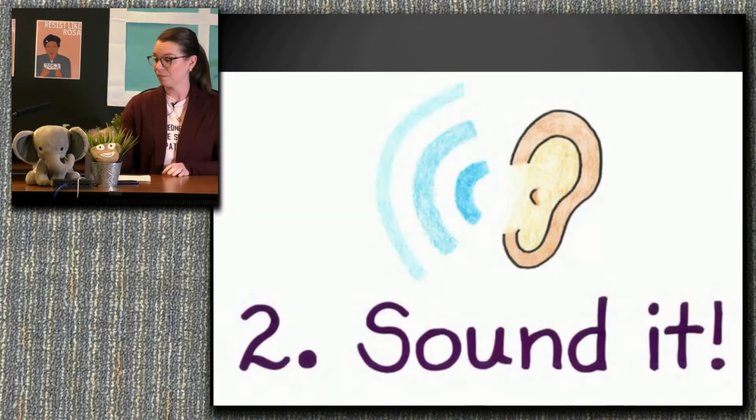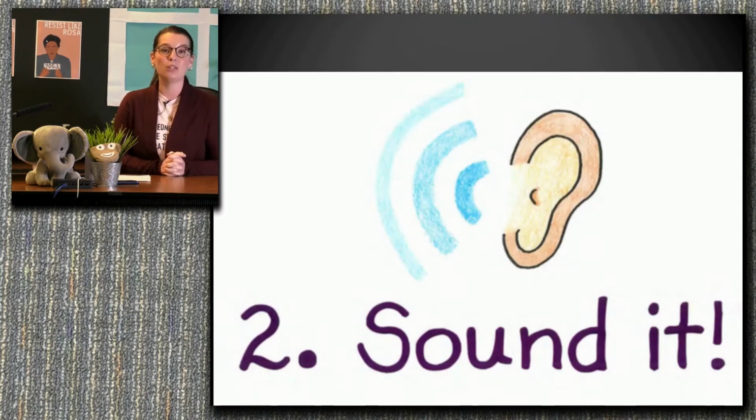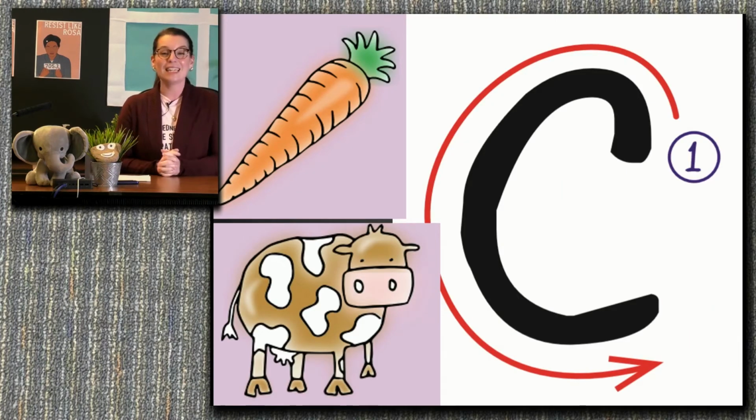O. Now we're going to sound the letters. This is where we say the sound that the letters usually make in words. C says k, like carrot and cow. Say carrot, carrot. Say cow, cow. You'll notice that the k sound is a hard sound at the back of your mouth. K. C says k. Sound C. K.